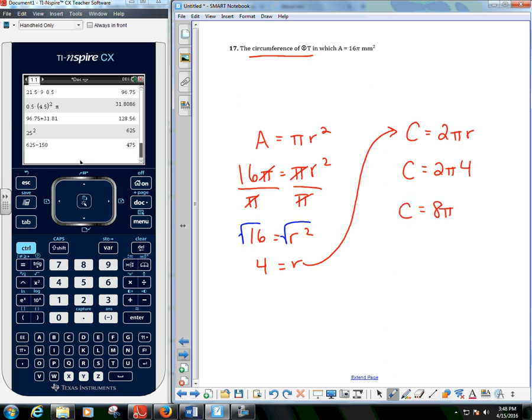I'm not finished. I need to think about the measurements. Remember, area is millimeters squared. It's an areal measurement. We need to figure out the linear measurement. So this is going to be 8 pi millimeters, but not squared.